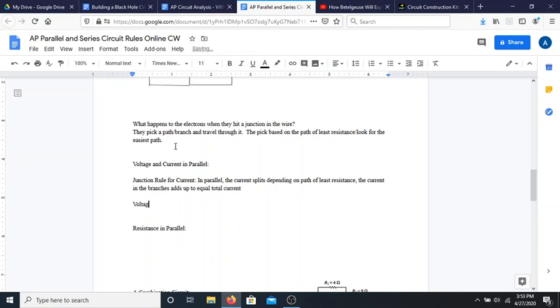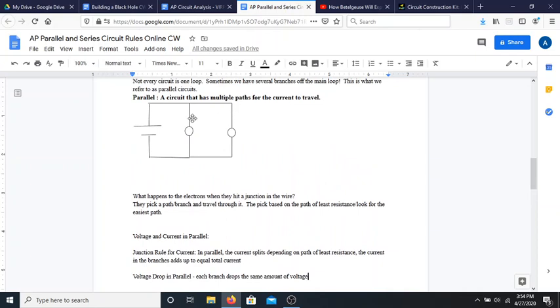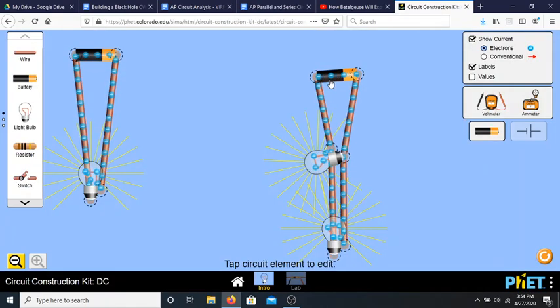All right. So for voltage drop in parallel, basically what we say is that each branch drops the same amount of voltage. So if I had 8 branches here, all next to each other, they would all drop whatever the voltage of the battery was. In this case, remember we said this is a 9-volt battery, so this means that both light bulbs actually drop 9 volts.